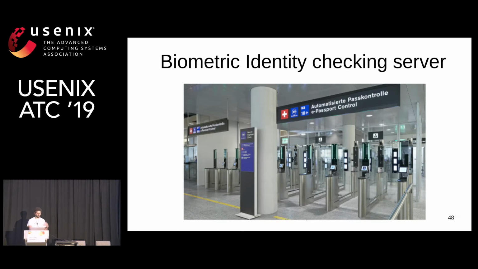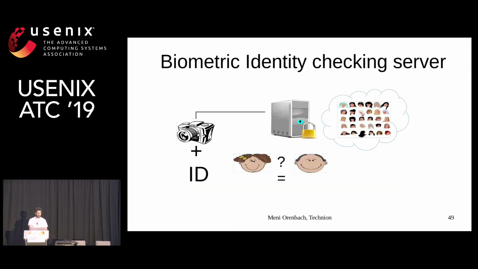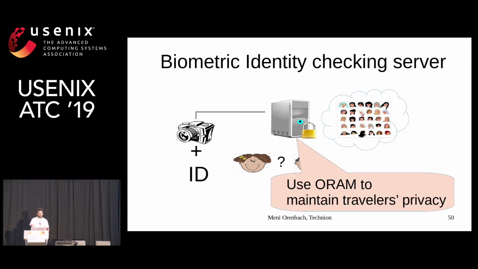The last example I'm going to talk about is the biometric identity checking server, traditionally used when we travel internationally, for example. The way that works, we have a server that stores a database of images and IDs, and we take a query with an image and an ID and compare the 2 images and output either the image matches the person or not, so true or false. We configured our server with more than 2 times the available enclave memory, so there can be paging activity there. And we annotated the database allocation using ORAM, so we will be able to maintain travelers' privacy.